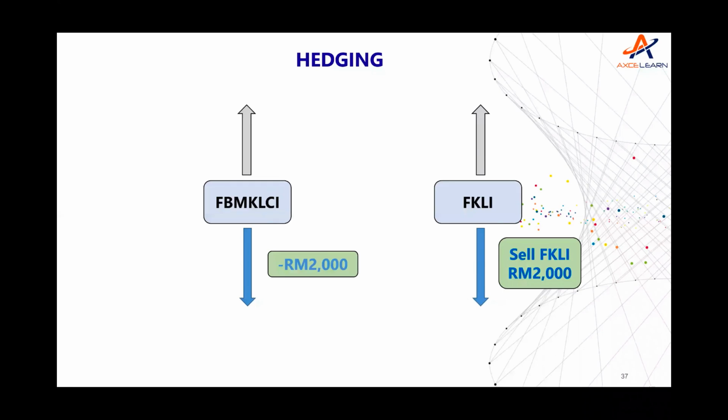So in this case, if your stocks are losing 2,000, what you can do is sell your FKLI, and let's say, for example, when you bought back, you make 2,000 of profit. So indirectly, you're buying insurance against your stocks. So hedging is very important if you're holding stocks. When the market starts to drop, you need to start to hedge against your stock portfolio.